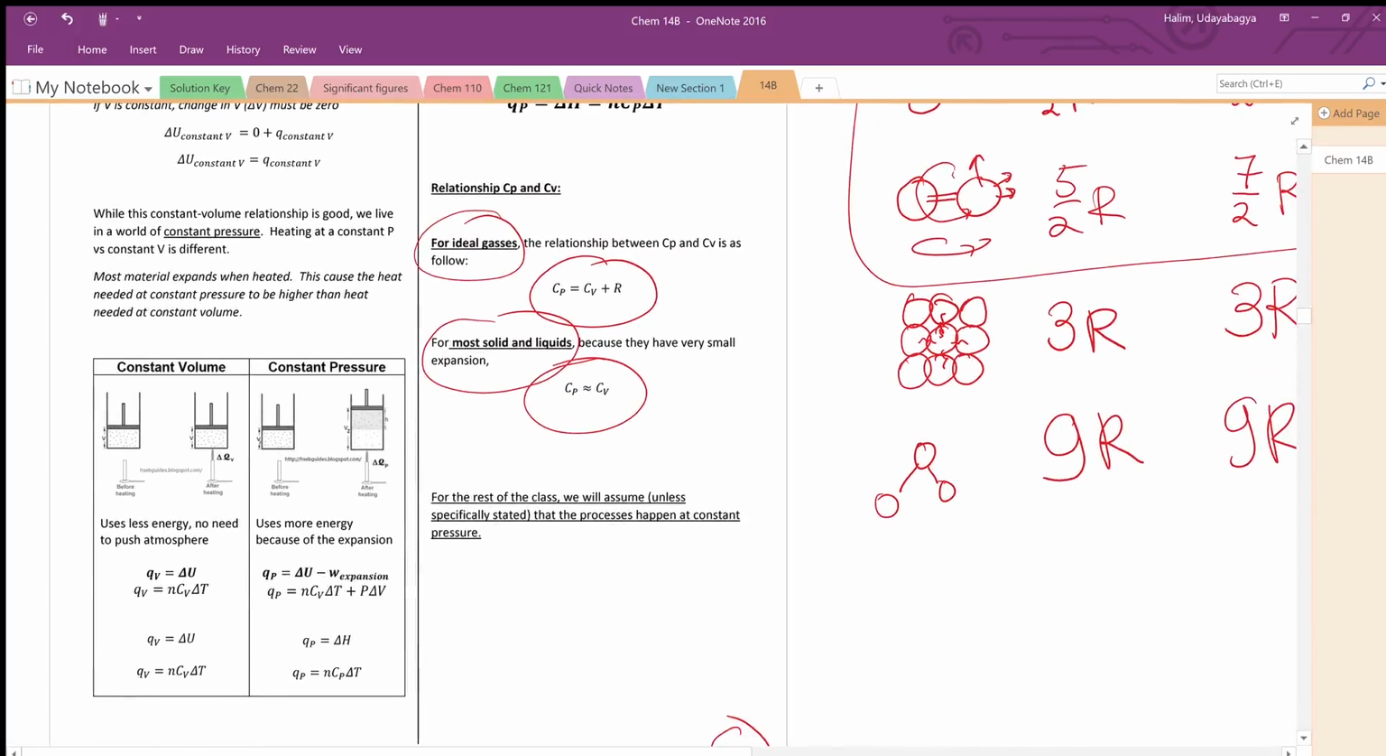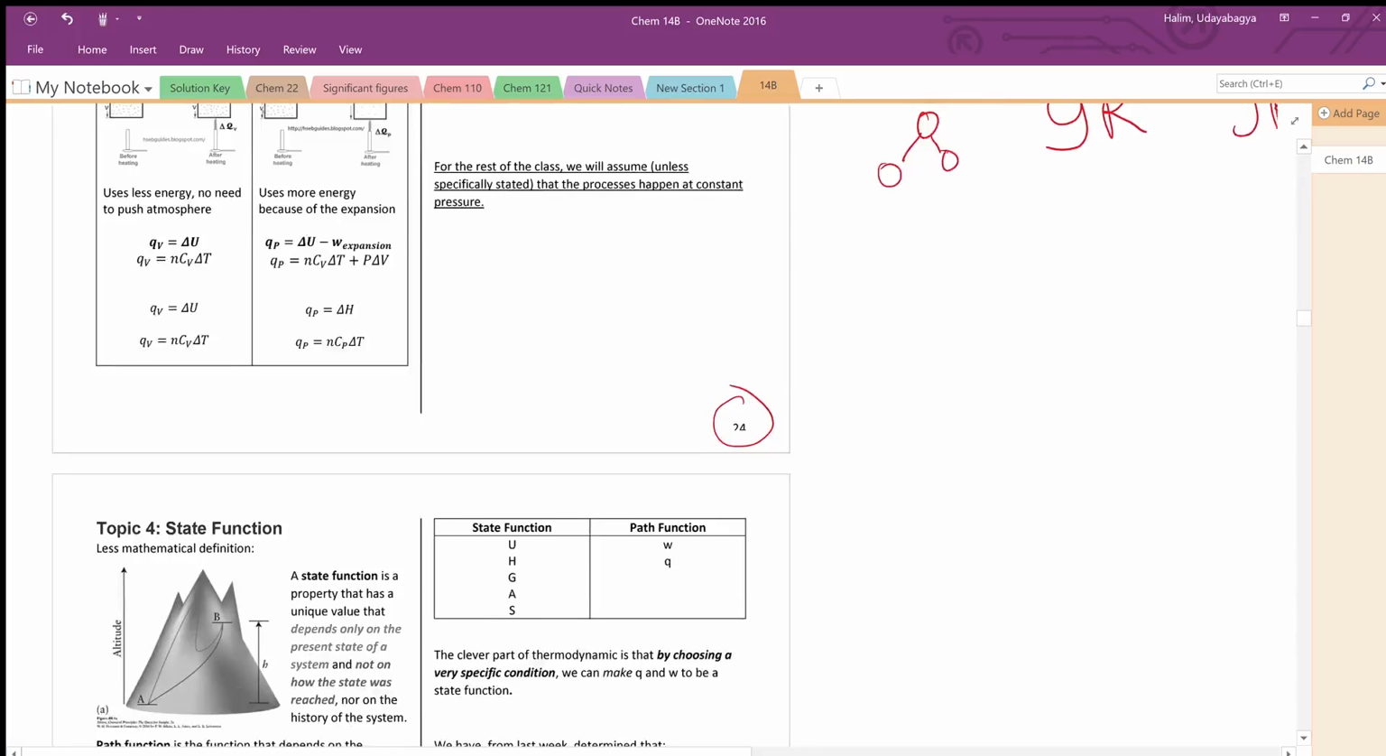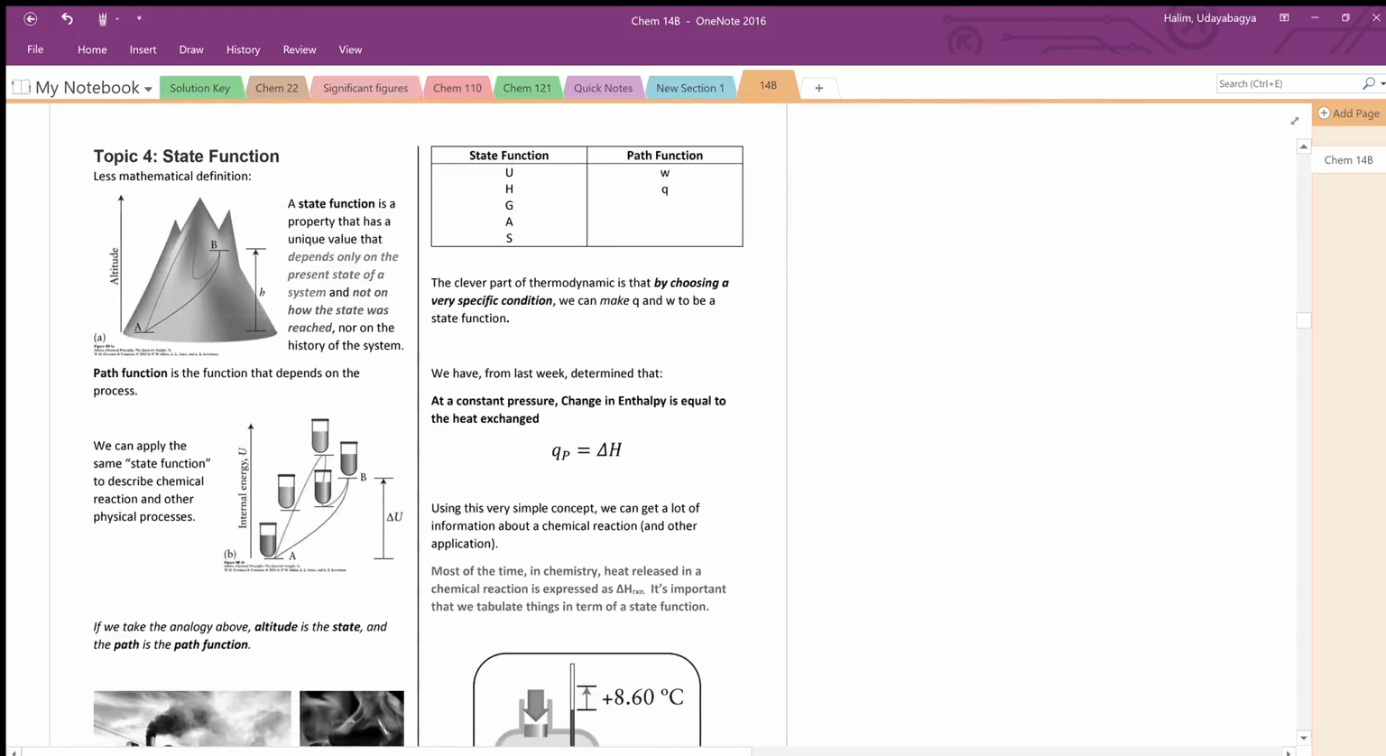Actually, any questions so far before we go on? Yeah. Whatever equation that you did last time is pretty much the same. You're just changing Cv with Cp in this case. So let me move on to the next portion.